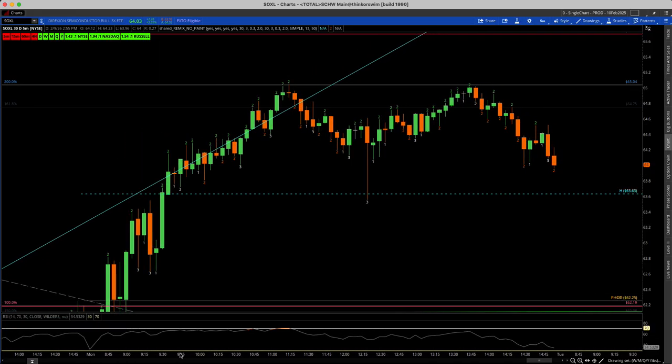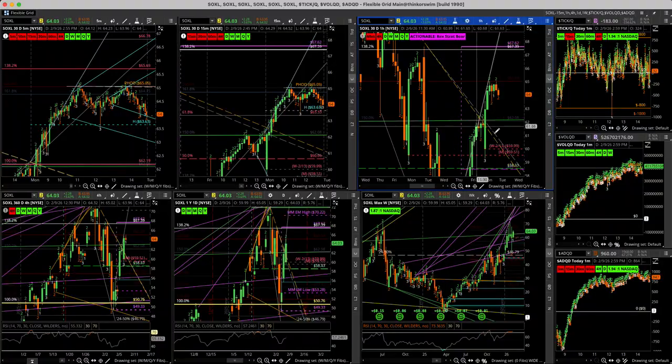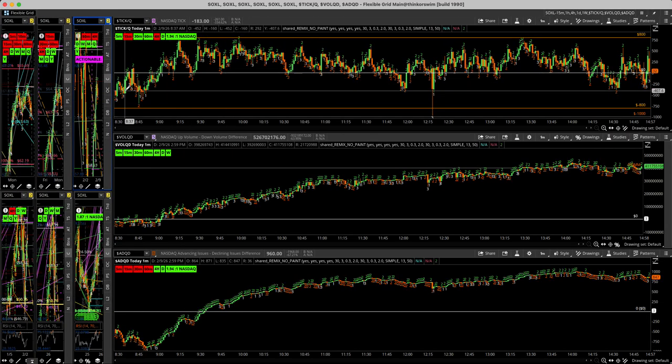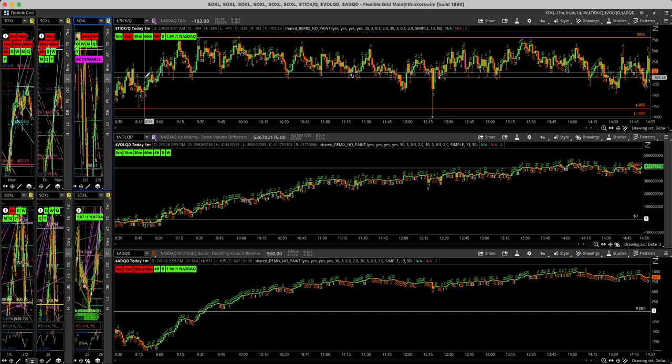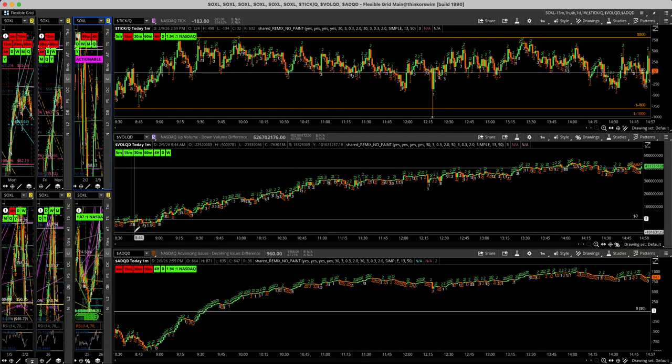We had internals that were strong, but the price just didn't feel like it was reflecting it, right? It was moving very slowly. If I go to our internals for the QQQ, you can see the tick. It started below the zero line, but popped above by 9 o'clock central, and then stayed above the zero line pretty much all morning. But it did start to trickle back, and finally did kind of start to break below. So that was like the only weakness that we really saw.